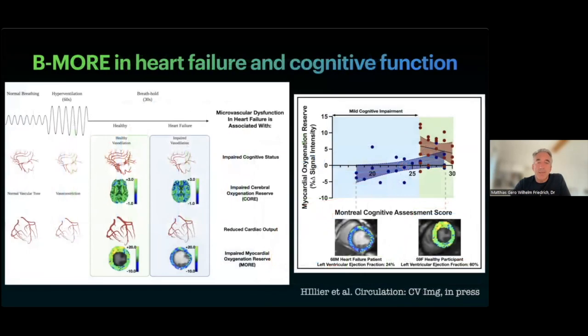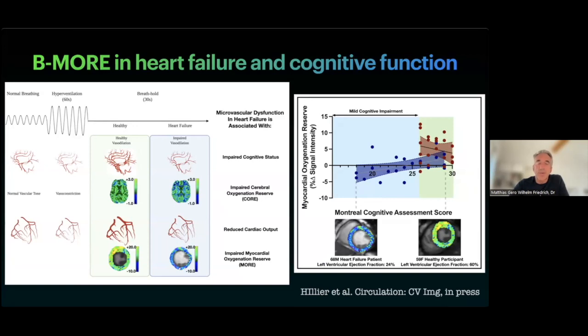In a very recent study, and it's actually in press, the paper should come out in a few weeks, we applied this, what we call breathing-induced myocardial oxygenation reserve, or BMOR, in heart failure, where we added also an assessment of the brain, where we applied the same breathing protocol and then compared it with the cognitive function in patients. So, long story short, in patients with heart failure, related to the cardiac output, cognitive function was related to the microvascular function in the brain, but also to the myocardial oxygenation reserve in the heart.